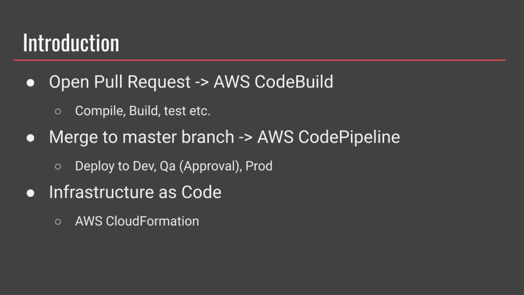AWS CodeBuild will be triggered whenever a pull request is created. AWS CodePipeline will be triggered once the code is merged to master. Instead of clicking through the AWS console, we will write a CloudFormation template, which allows you to build and rebuild your infrastructure for multiple projects without having to perform manual actions.